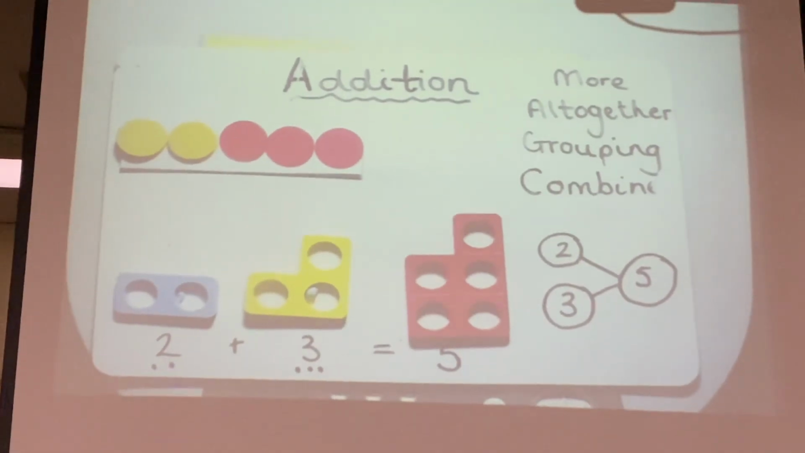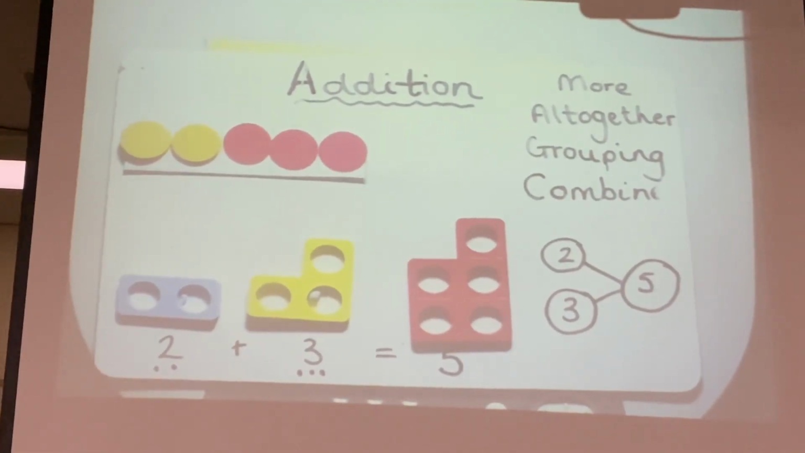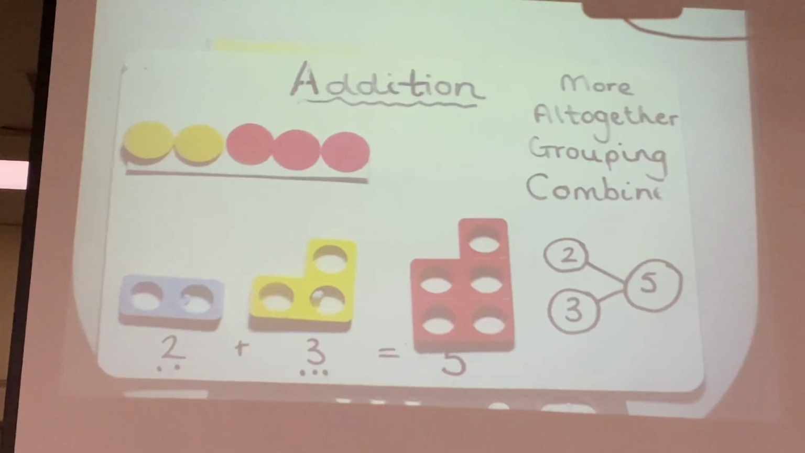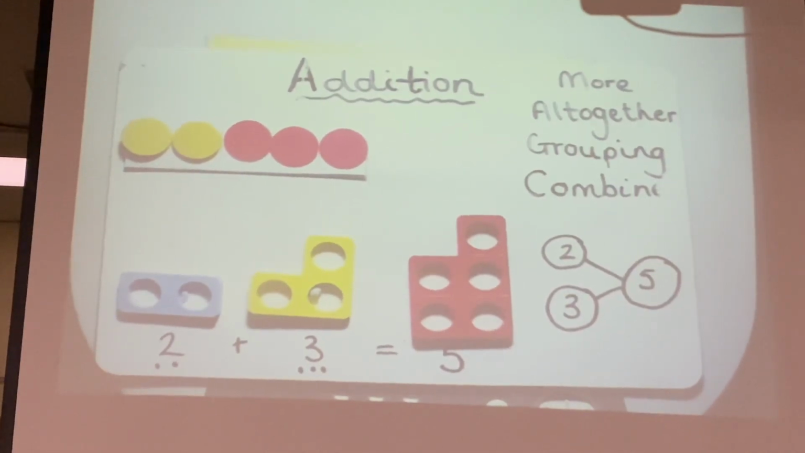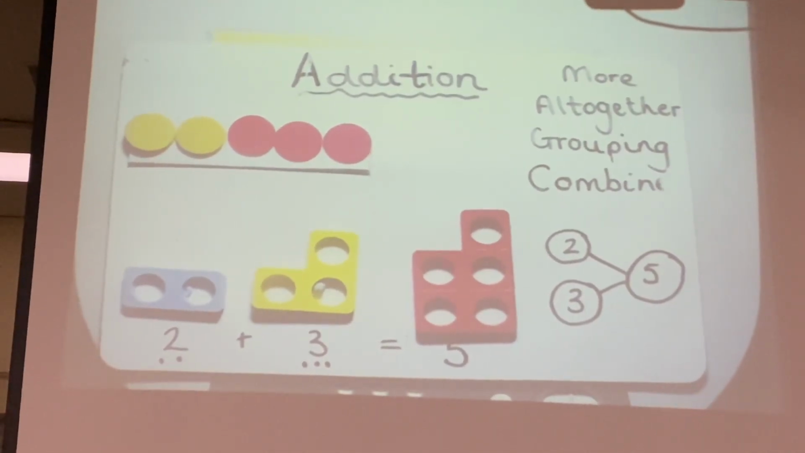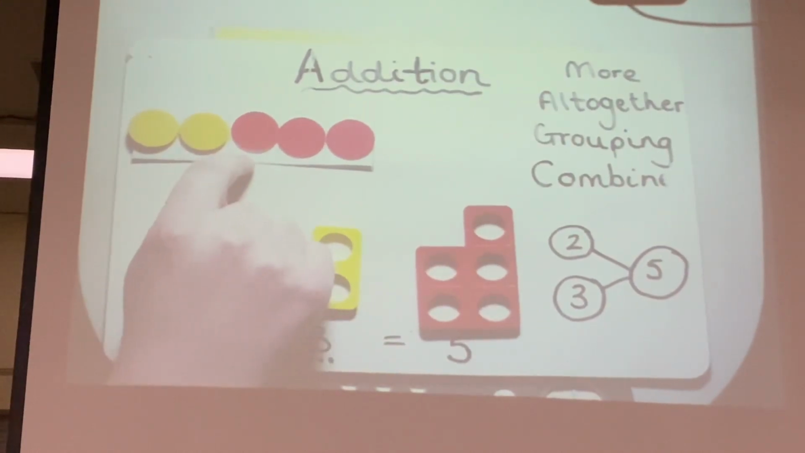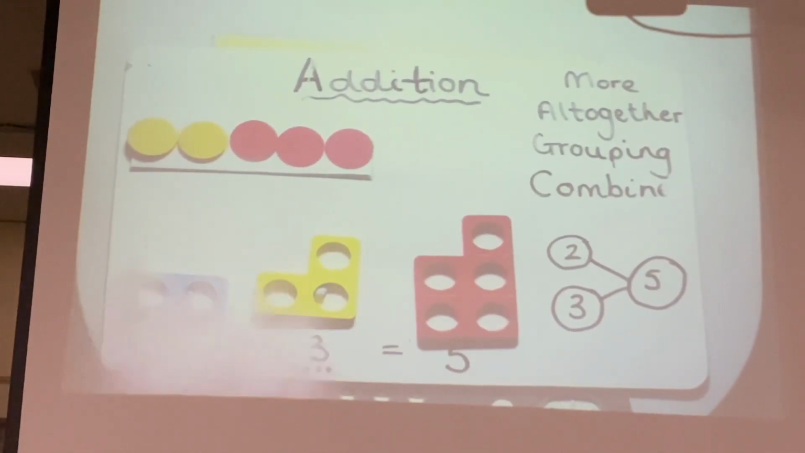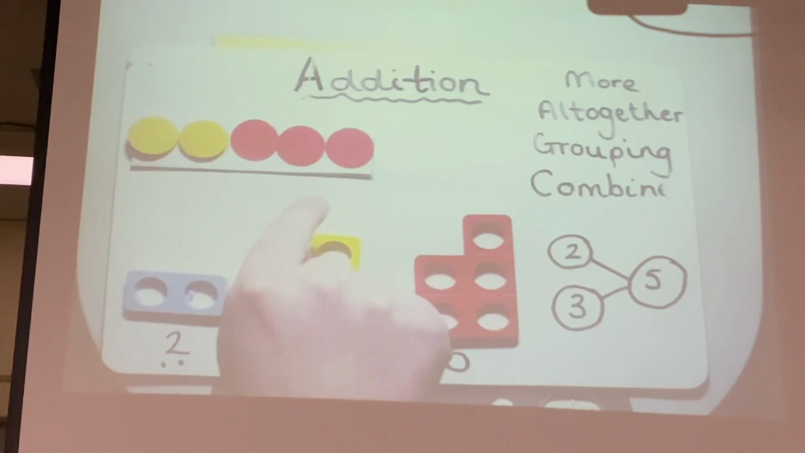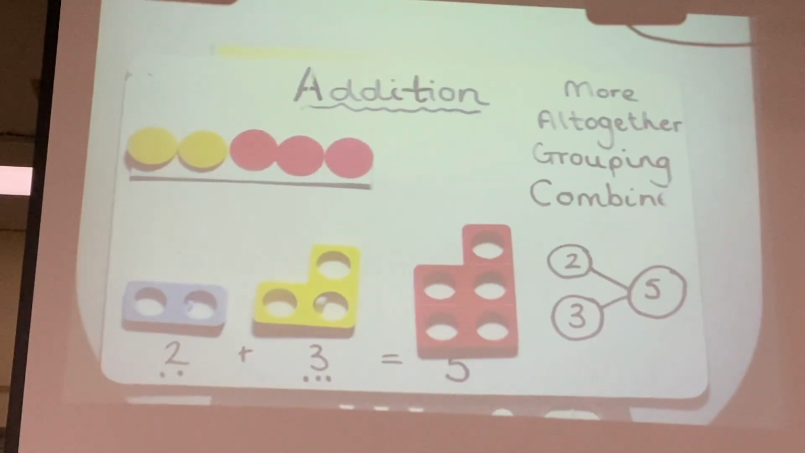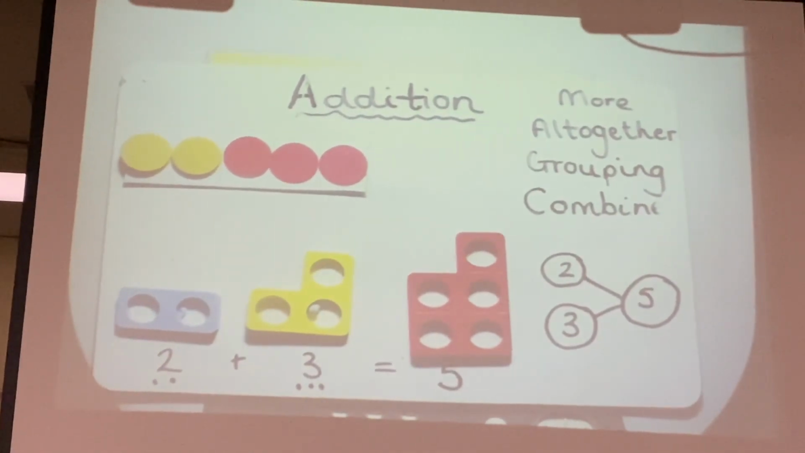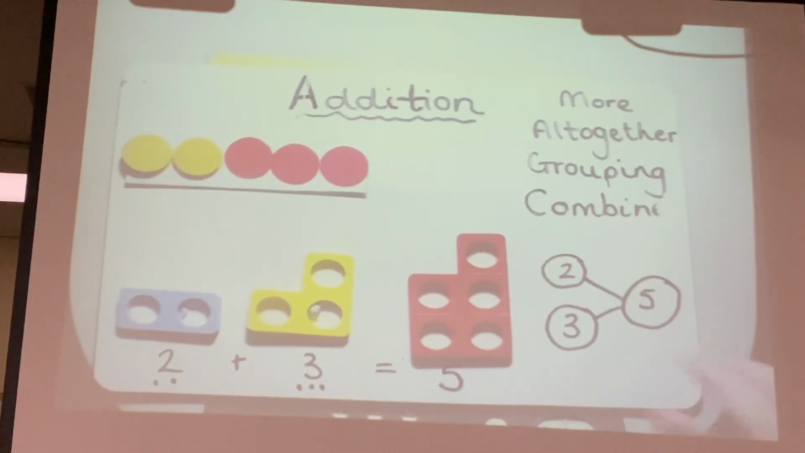There's more language up here, so we've got more, we've got all together, we've got grouping, and we've got combine as well. As the year progresses, we introduce a 5 frame, which is this one here. Okay, and you can see that we've got 2 yellow and 3 red. How many are there all together? And it develops as well, because you might have seen these before.